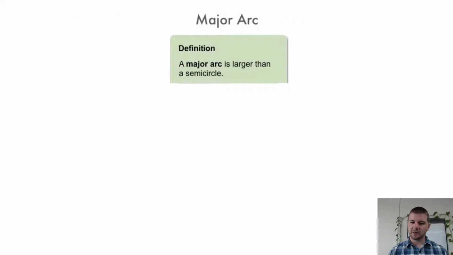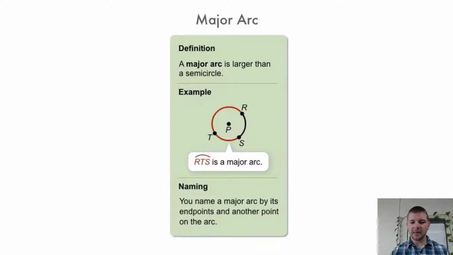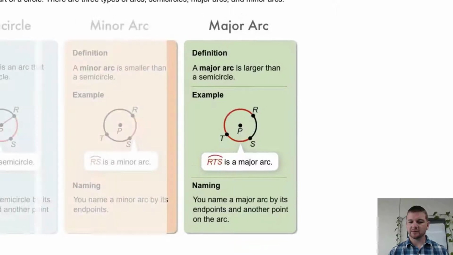And finally, a major arc. Its definition: a major arc is larger than a semicircle. An example: in this diagram, RTS is a major arc. In terms of naming, you name a major arc by its endpoints and another point on the arc.